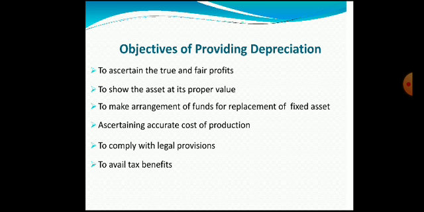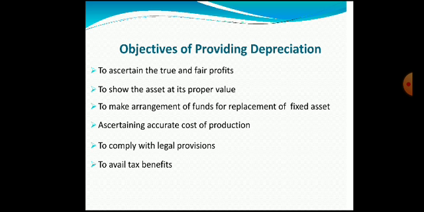Then the next one is to show the asset at its proper value. In the previous example, when the depreciation is not provided by the businessman, every year the asset value is shown in the books as 1 lakh rupees, but the original value is not worth that.